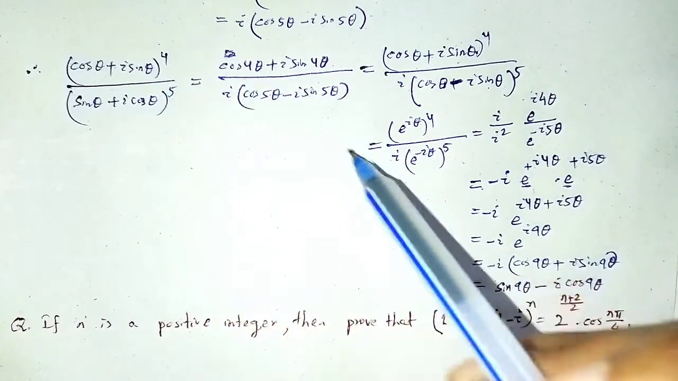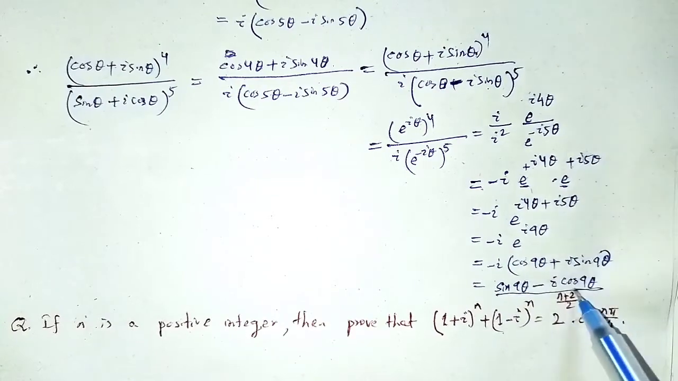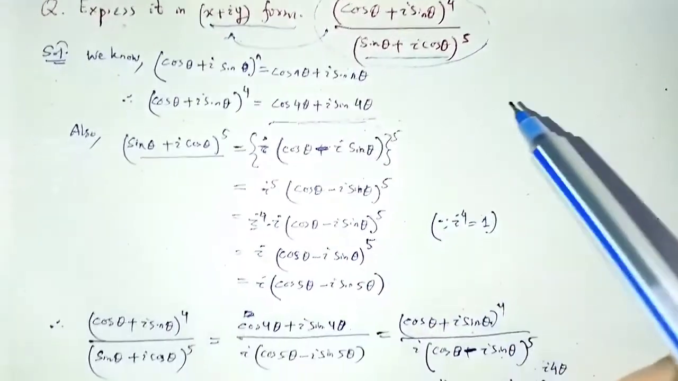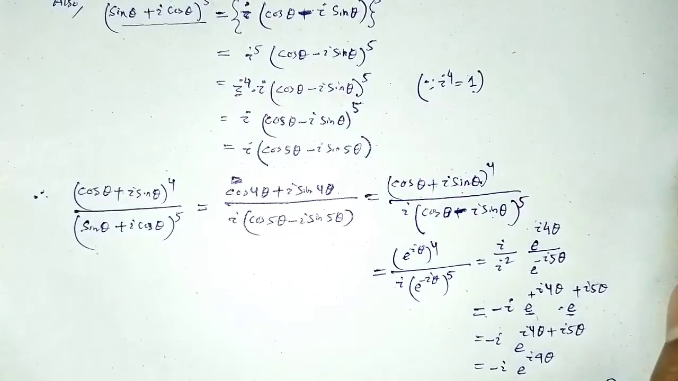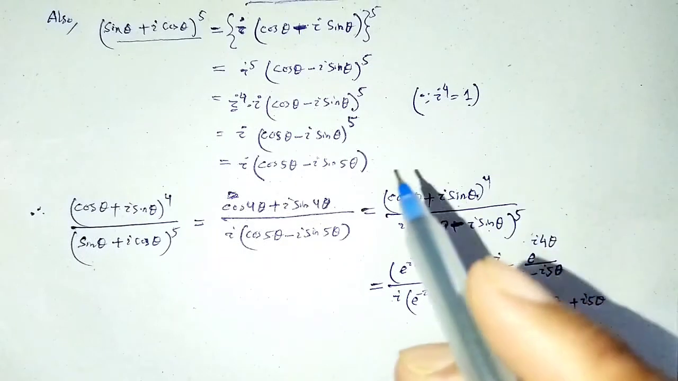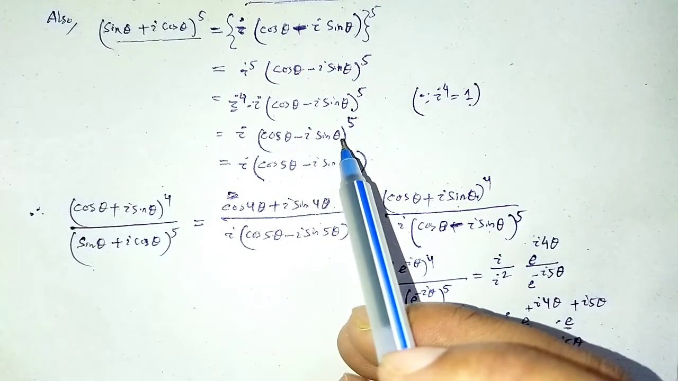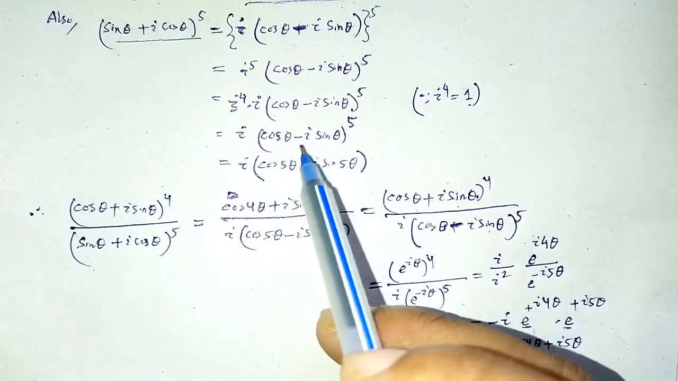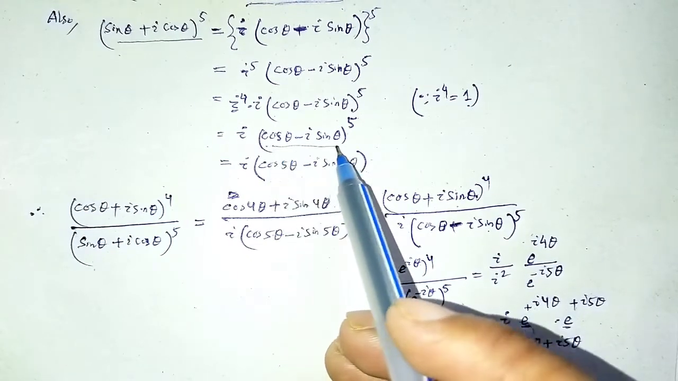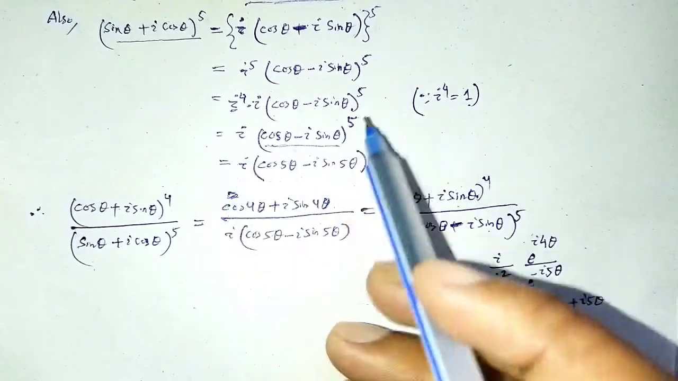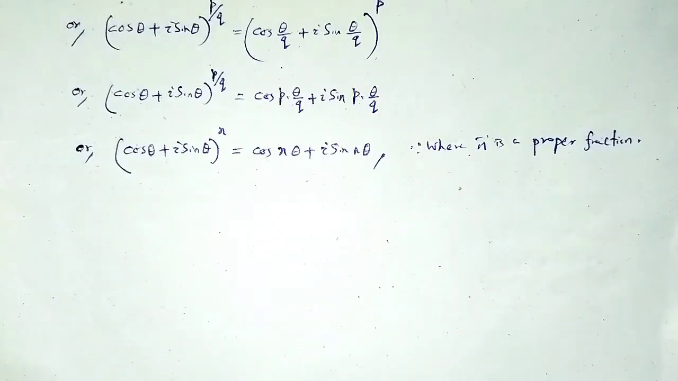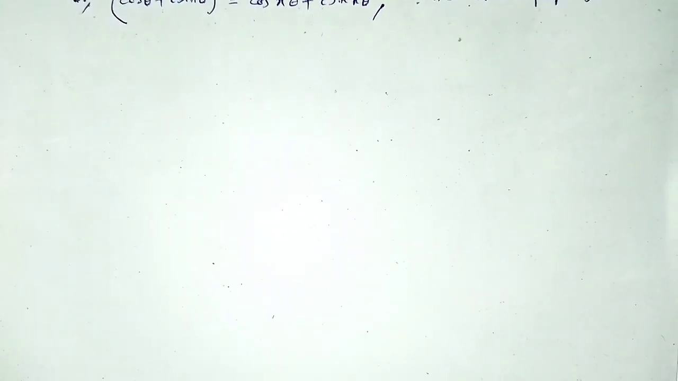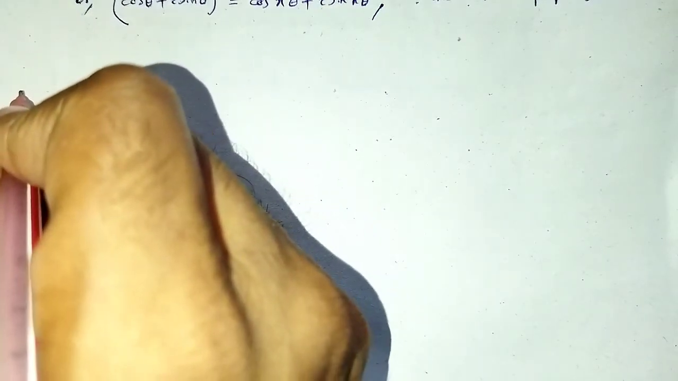So that particular term we now write in the x plus iy format. Here a question may strike your mind. As you know, (cos theta plus i sin theta) to the power n is equal to cos n theta plus i sin n theta, but here there is a negative one. How is it possible? So there is a note you have to remember. Here I just write a note to clarify this.